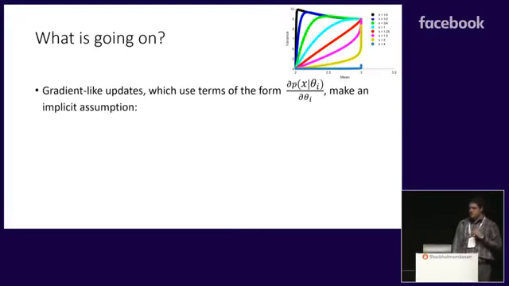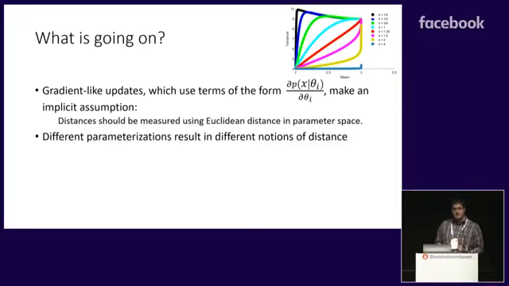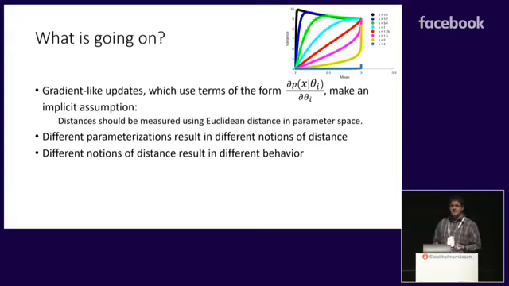So what's going on? What's going on is that gradient-like updates, which are updates that use terms of this form, derivative of a distribution with respect to its parameters, or derivative of a function with respect to its parameters, make an implicit assumption. That assumption is that distances should be measured using Euclidean distance in the parameter space. So the distance between two normals is the distance between their parameterizations. And so this means that different parameterizations are resulting in a different notion of distance. This different notion of distance then changes the behavior of the algorithm, which is why we get these very different performances.